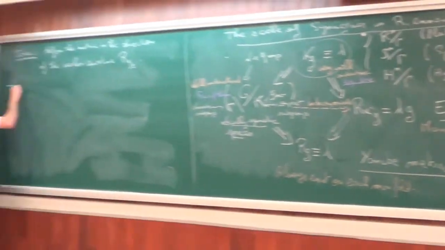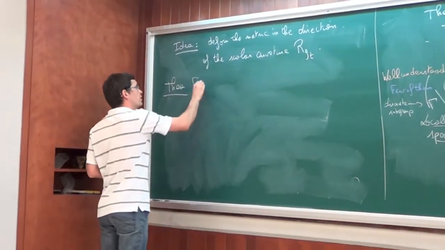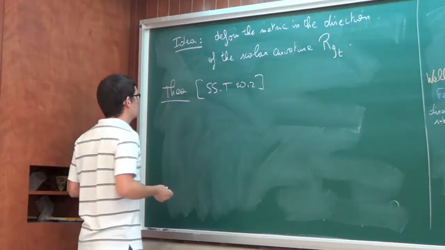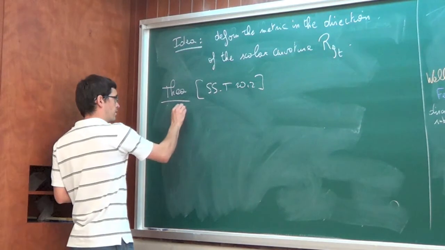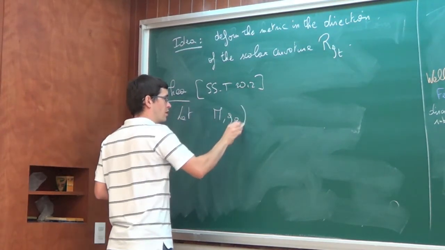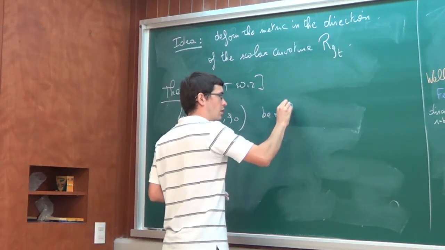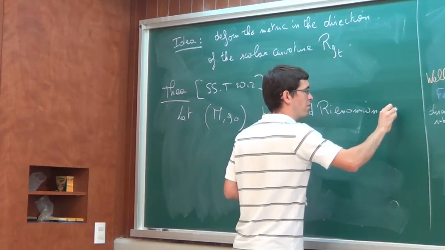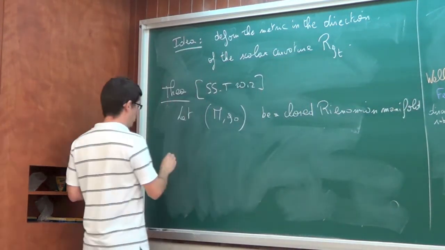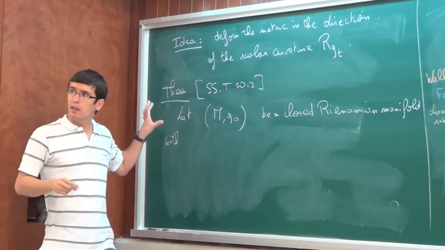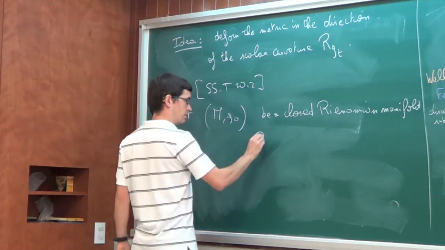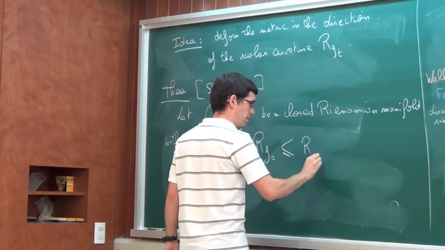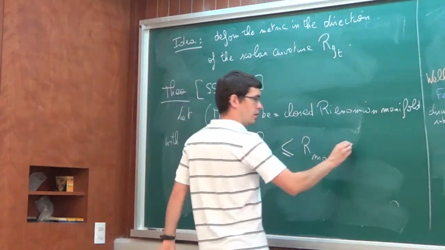So, the theorem I want to explain to you is the following, written with Pablo a few years ago. We start with a compact Riemannian manifold, and you assume that it has negative scalar curvature, meaning that the maximum of the scalar curvature is negative.